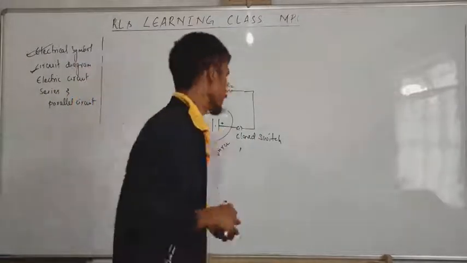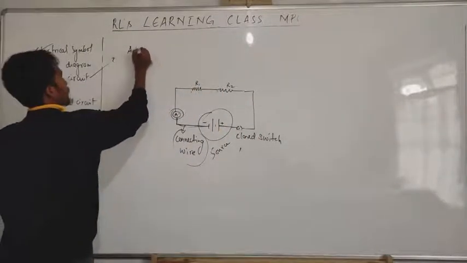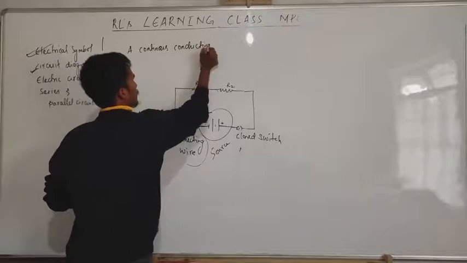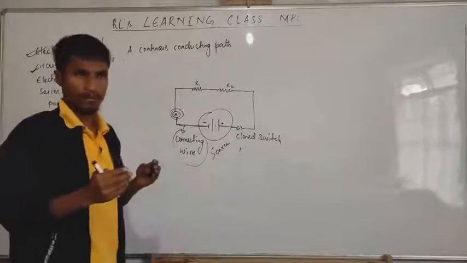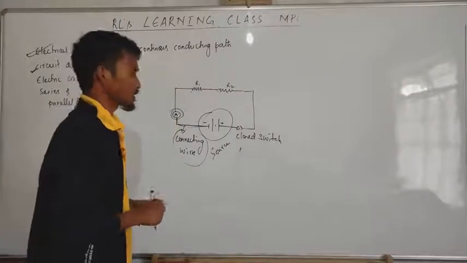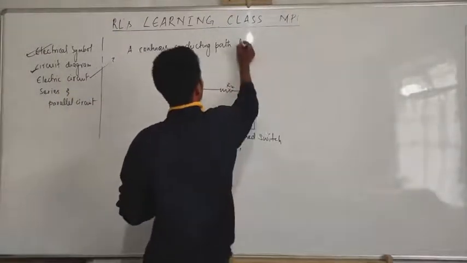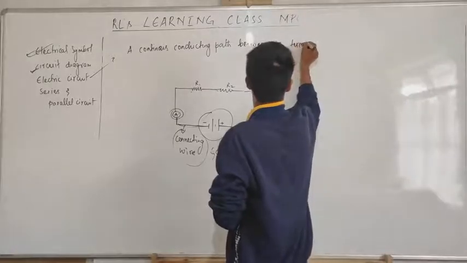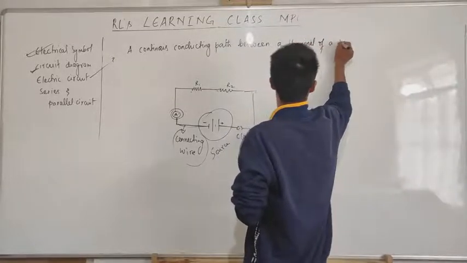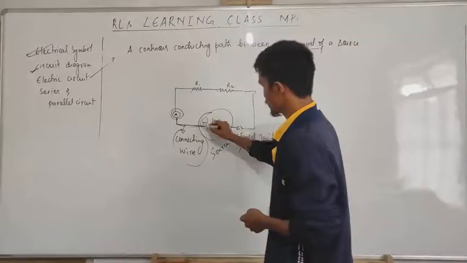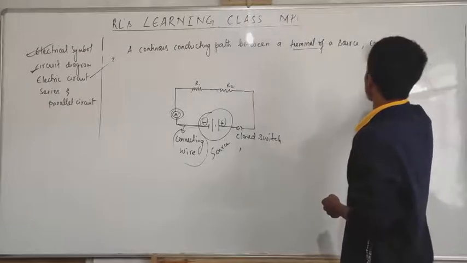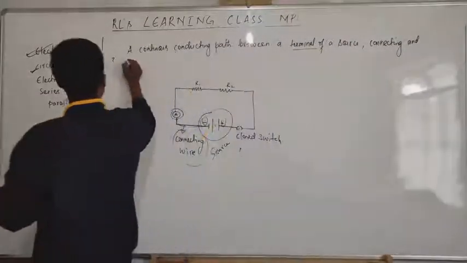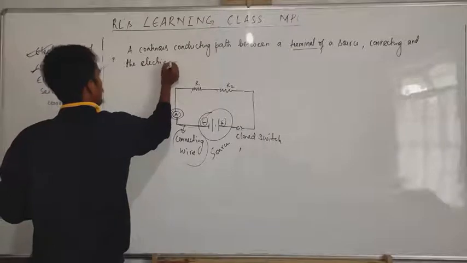Now, what is an electric circuit? Okay, write the definition here. Electric circuit: a continuous conducting path. Path means like a footpath that the current can flow along. Continuous conducting path between the terminals of a source, connecting wire, and the electrical appliances. Terminal here means this negative and positive.